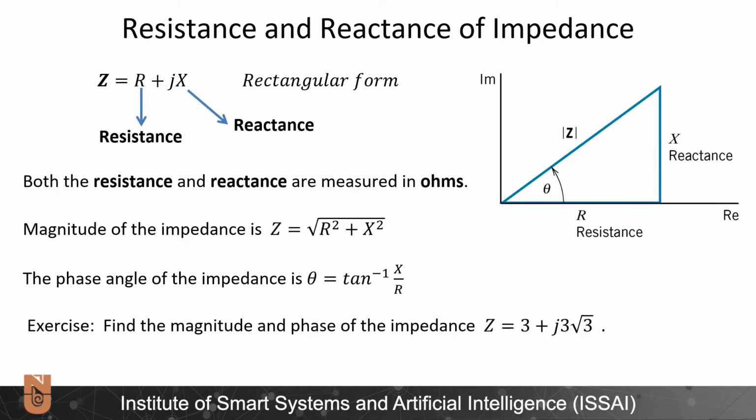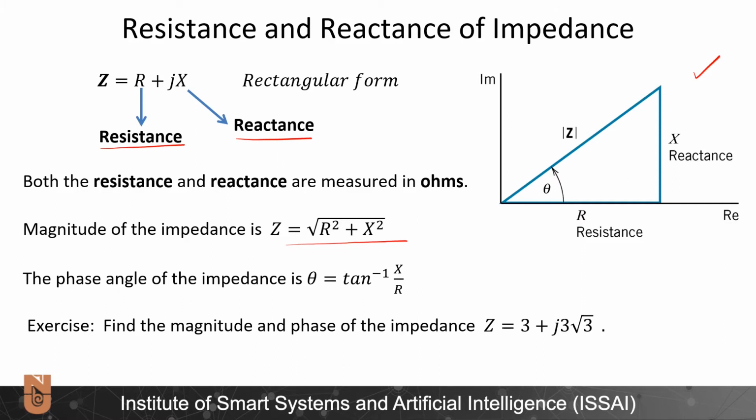Since the impedance is a complex quantity, it consists of a real and imaginary part, and in electrical circuits, the real part is the resistance, and the imaginary part is the reactance. Both resistance and reactance are measured in ohms, and the magnitude of the impedance is Z equal to the square root of R squared plus X squared, and the phase angle of the impedance, as we can see from this real-imaginary Cartesian plane, is theta equal to arctangent of X over R.